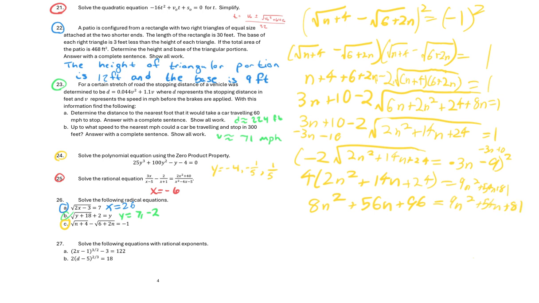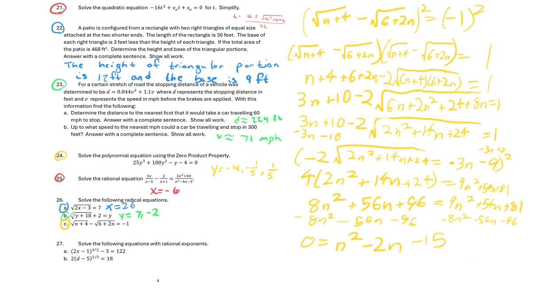Now to get our quadratic, we're going to move everything onto one side. I'm going to move everything on our left side onto our right side. So minus 8n squared minus 56n minus 96. So we're going to have 0 is equal to 9n squared minus 8n squared. It's going to leave us with 1n squared. 54n minus 56n is going to leave us with minus 2n. And then 81 minus 96 is going to leave us with minus 15.